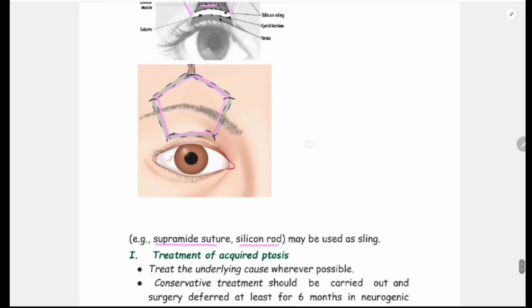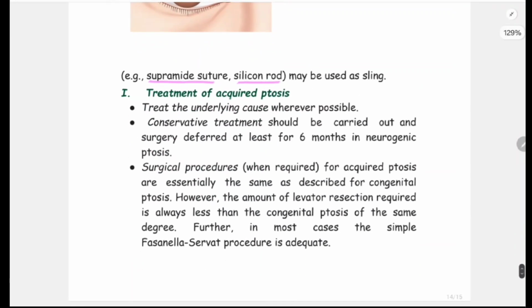Now treatment of acquired ptosis. We should treat the underlying cause wherever possible. Conservative treatment should be carried out and surgery should be deferred for at least 6 months in neurogenic ptosis, that is in nerve palsies. Surgical procedures when required for acquired ptosis are essentially the same as described for the congenital. However, the amount of levator resection required is always less than congenital of the same degree. Further, in most cases, a simple Fasanella-Servat procedure is adequate.